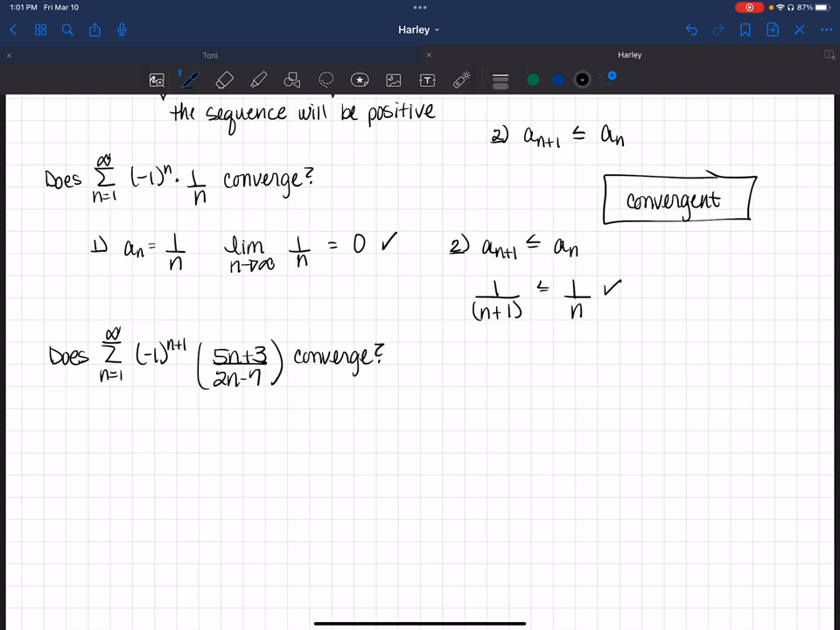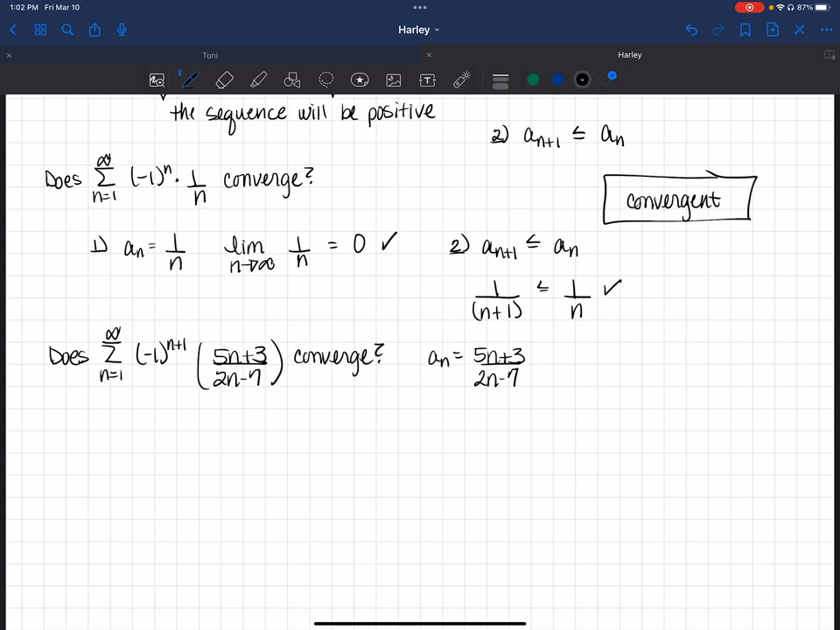Of course, we see it's alternating because we have the (-1)^(n+1). So we need to name an a sub n in this particular case. Since it's alternating, it has to pass those two tests in order for it to be convergent. Now remember, we're just talking about convergent or divergent. I'm not specifying if it is absolutely convergent or conditionally convergent. That's going to come in the next video. So a sub n will be (5n+3) over (2n-7).